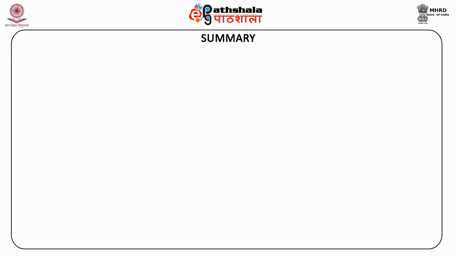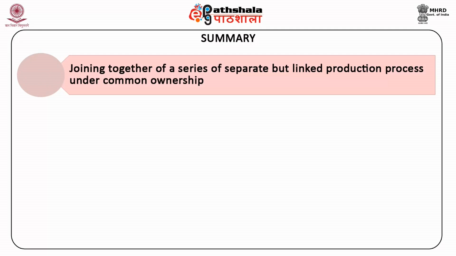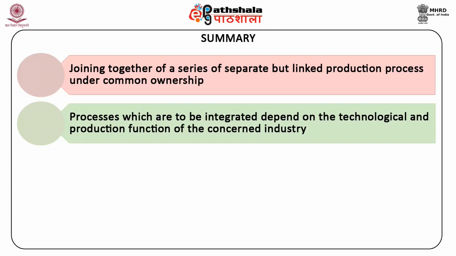Let us summarize what we have learned in this module. Vertical integration refers to joining together of a series of separate but linked production processes under common ownership. The strategy is used by the firm to alter both the boundary as well as the size of the firm. The stages of the production process which are to be integrated depend on the technological and production function of the concerned industry.